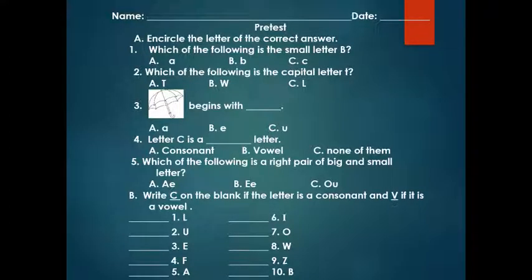Okay, are you done? Now let's proceed with letter B. The instruction is, write C on the blank if the letter is a consonant, and V if it is a vowel letter. Okay, let's start number 1. Letter L. So is letter L a consonant or a vowel? If it is a consonant letter, you write letter C. If it is a vowel letter, you write letter V. Okay, let's proceed to number 2.